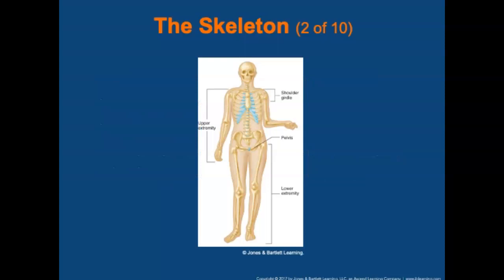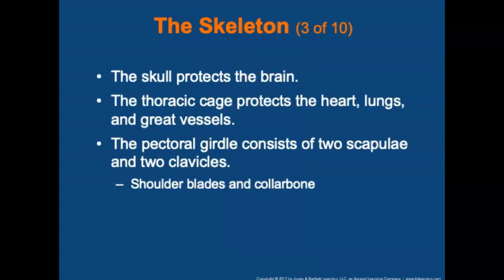On this slide, you can see the human skeleton. The skull protects the brain, and the thoracic cage protects the heart, lungs, and great vessels. The lower ribs protect the liver and spleen. The bony spinal canal encases and protects the spinal cord.